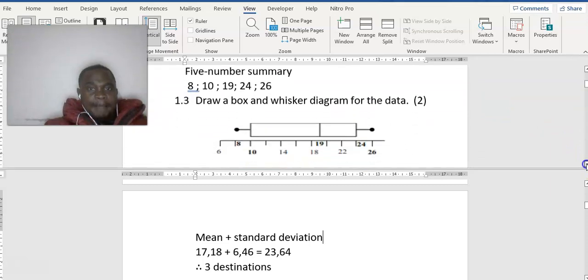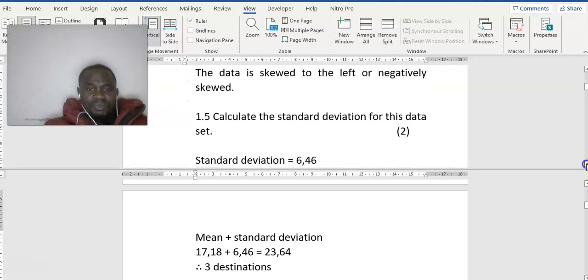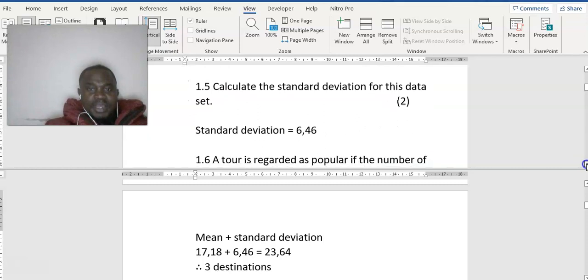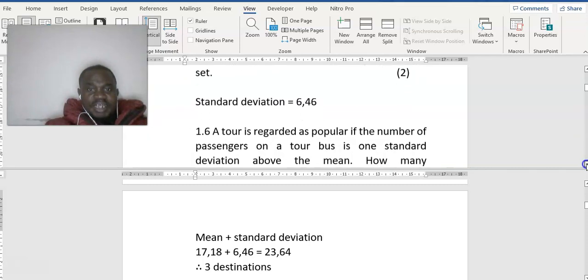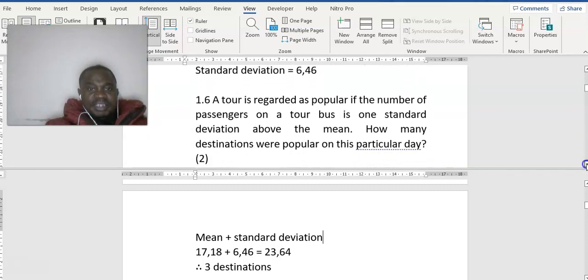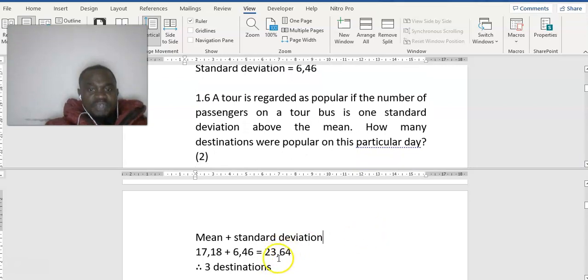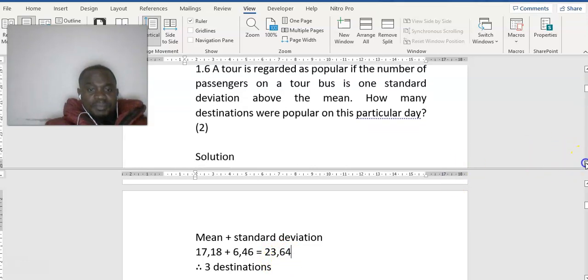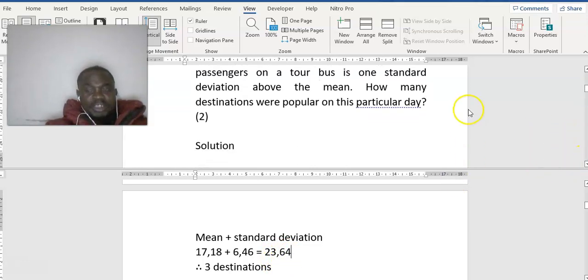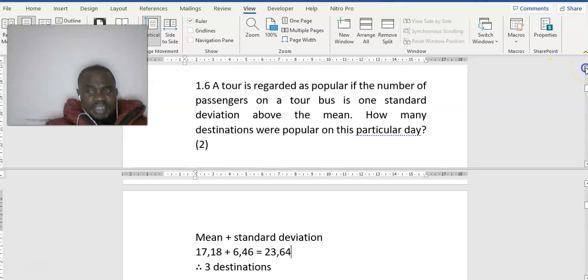Okay, so here, when we add the mean and the standard deviation, we are going to get 23.64, and we need the number of people, because how many destinations were popular on this day, so we need the number of destinations that are popular. How are you going to calculate it?